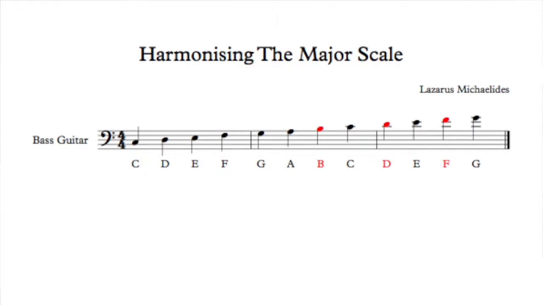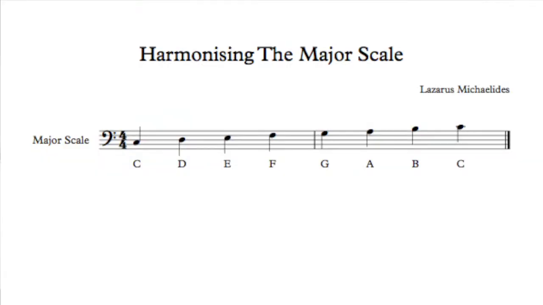And the seventh degree of the scale is B. A third up from B is D, and a fifth up from B is F. However, this is not a perfect fifth like all the other degrees of the scale, because a perfect fifth up from B would be F sharp. So root B, perfect fifth F sharp.